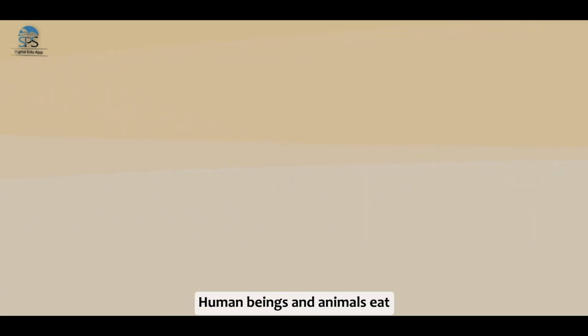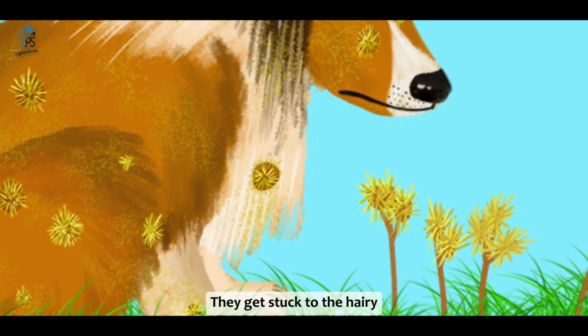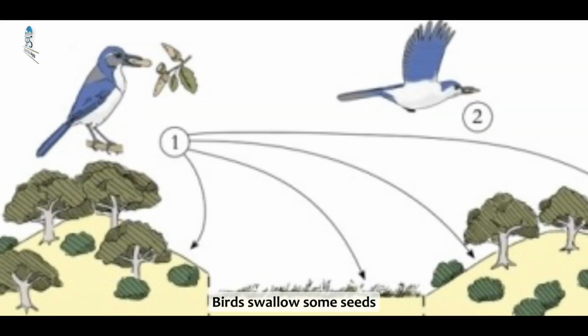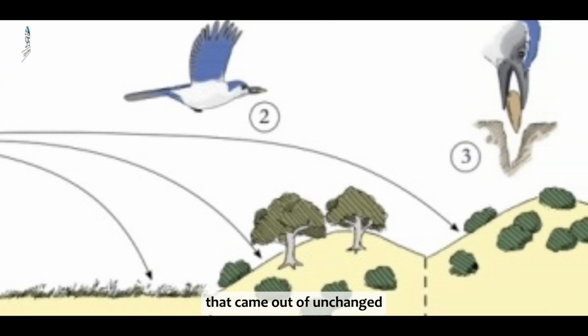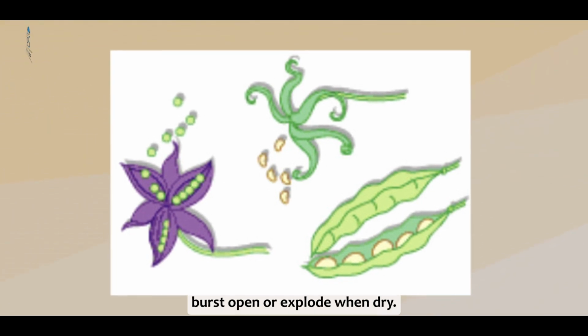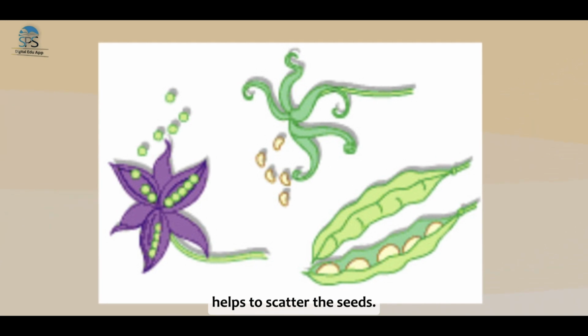Animals. Human beings and animals eat fruits like cherries and mangoes and throw away their seeds. Some seeds have hooks or spines. They get stuck to the hairy skin of animals and are carried away. Birds swallow some seeds which come out unchanged in their droppings. Explosion. Some fruits like peas in a pod burst open or explode when dry. The force of explosion helps to scatter the seeds.